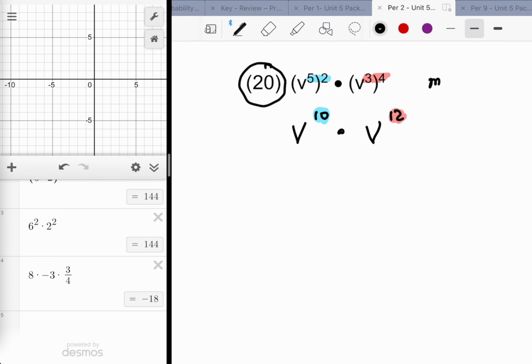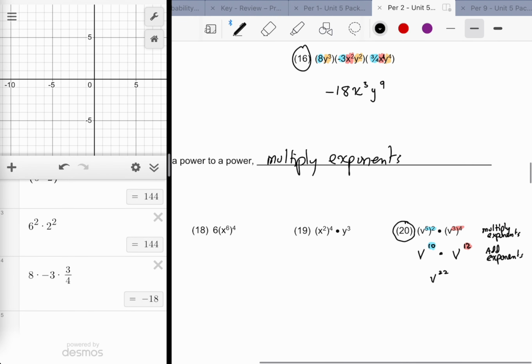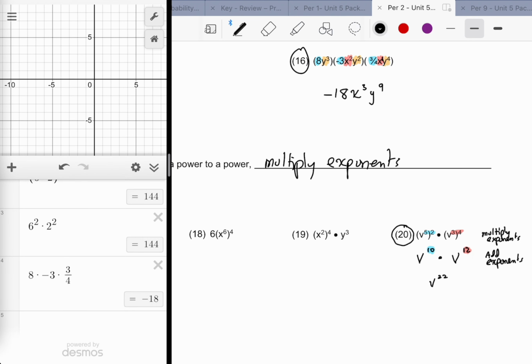So the first step here was multiply exponents. But now we have to add the exponents. So v to the 22nd power. I'm just going to try to make as much of this visible as possible. So it was multiply the exponents first, then add the exponents. So 5 times the 2 gave us the 10, 3 times the 4 gave us the 12, but then we had to take that 10 and the 12 and add them together.